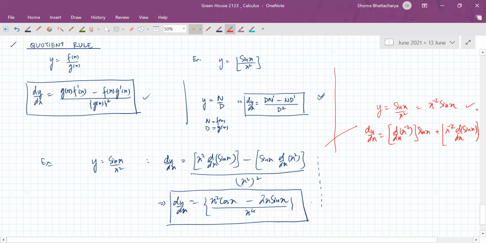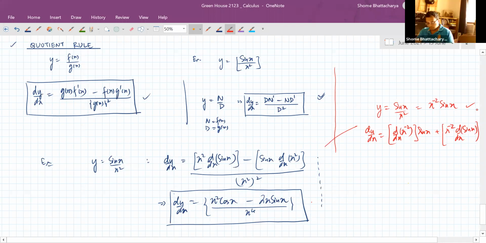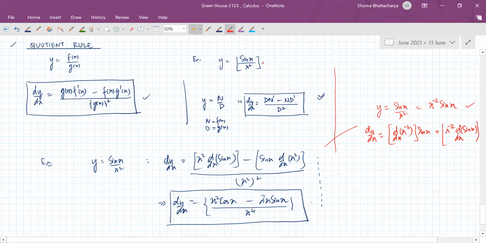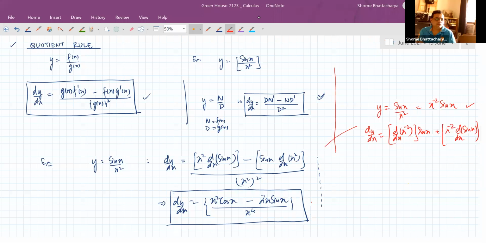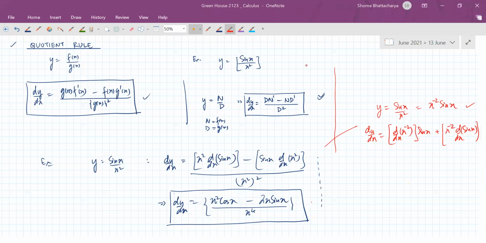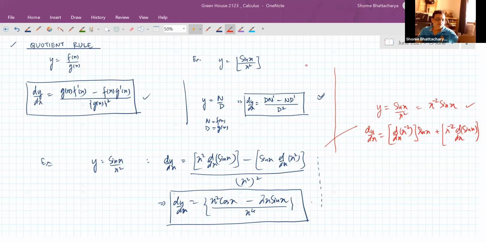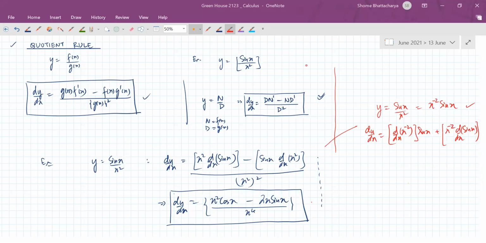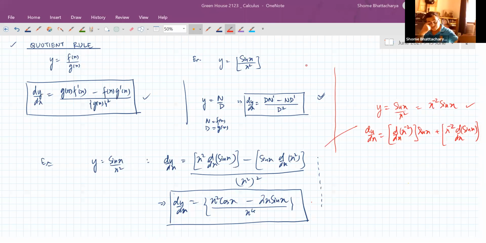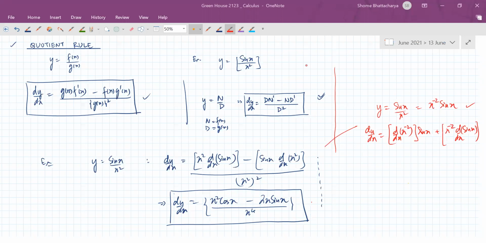Sir, y is equal to sin x by x square in the question. So, sir, it will be x to the power -2 or x to the power 2 in the first step of derivation? No, see, in the first step of derivation, what is the denominator? It's x square. Denominator is not x to the power -2. Yes, sir. So it's x square only. The function in the denominator is x square. So when we apply the formula over here, capital D or gx will be substituted as what? X square. You following it? Yes, okay, sir.